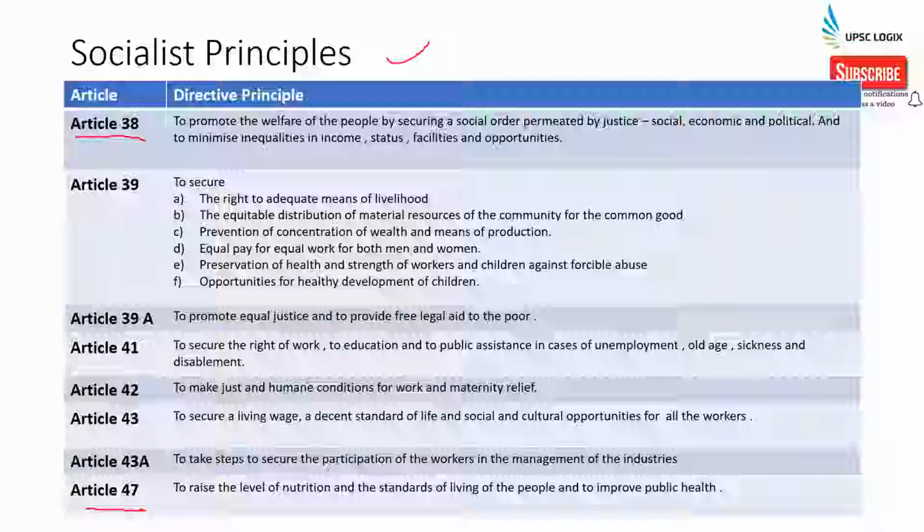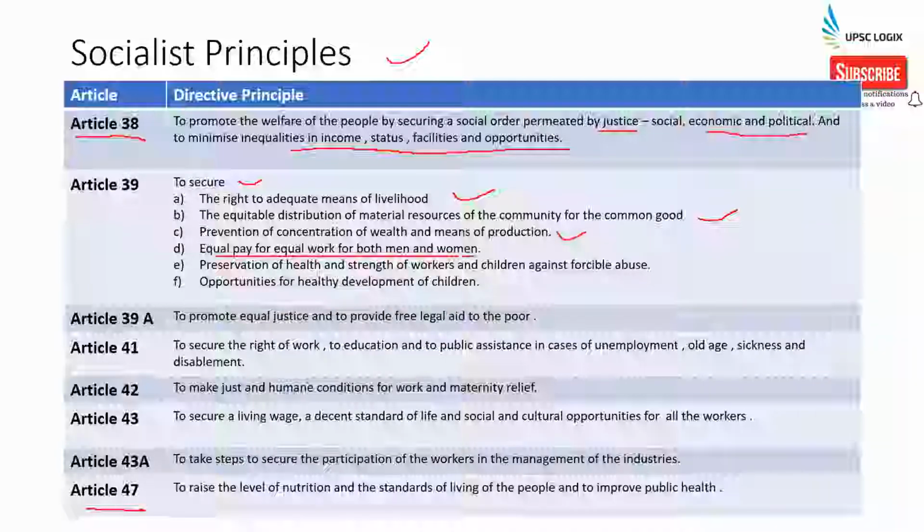So Article 38 tells us to promote the welfare of people by securing a social order permeated by justice, social, economic and political, and to minimize inequalities in income, status, facilities and opportunities. Article 39 tells us to secure: A. The right to adequate means of livelihood. B. The equitable distribution of material resources of the community for the common good. C. Prevention of concentration of wealth and means of production. D. Equal pay for equal work for both men and women.